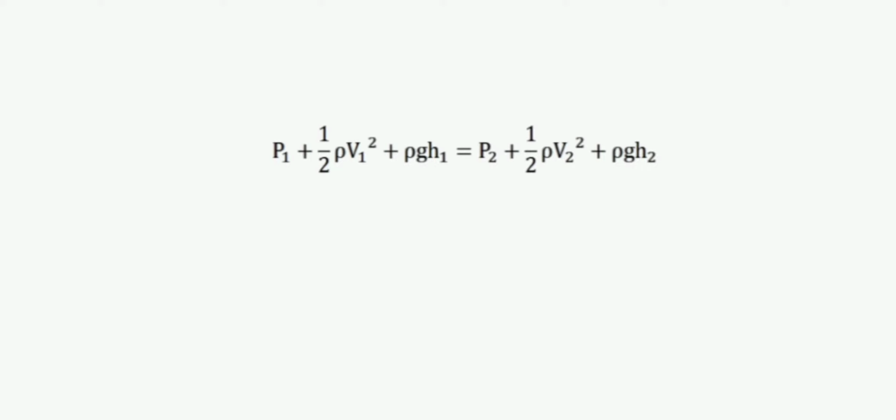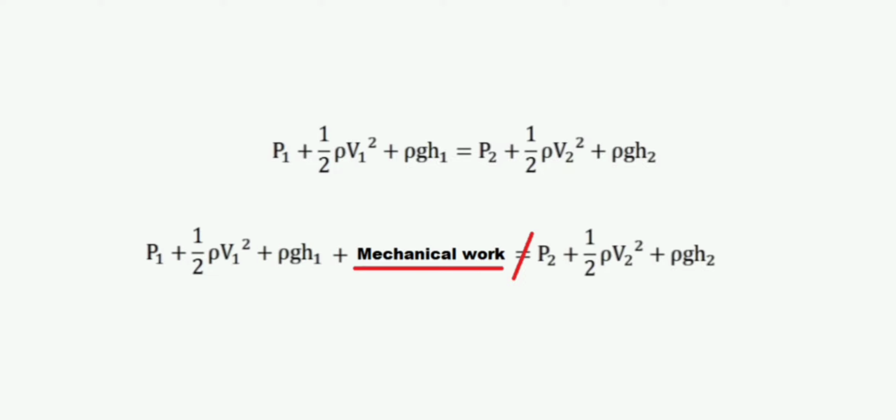So, what Edwards did was to use Bernoulli's equation to compare two different volumes of air, of which one volume has had mechanical work done to it. This is not how Bernoulli's equation should be applied.